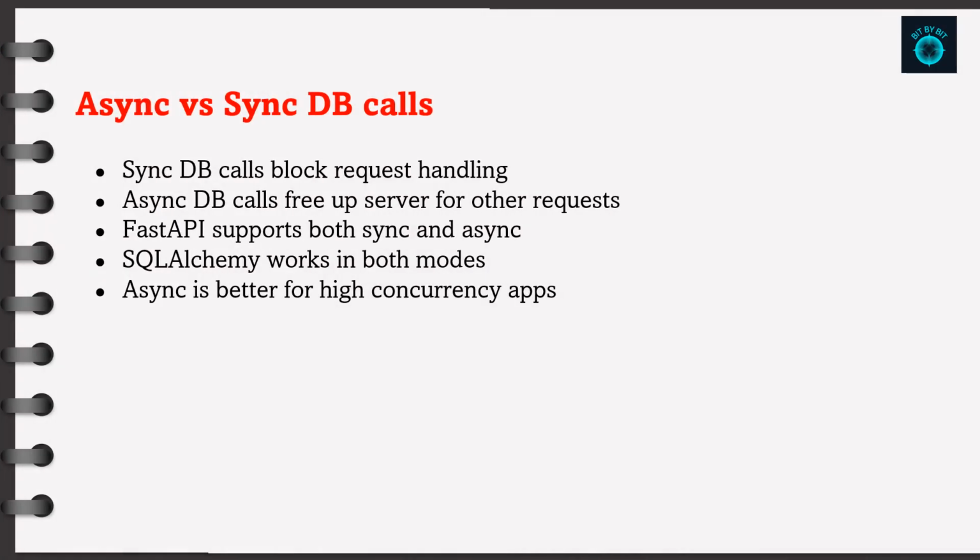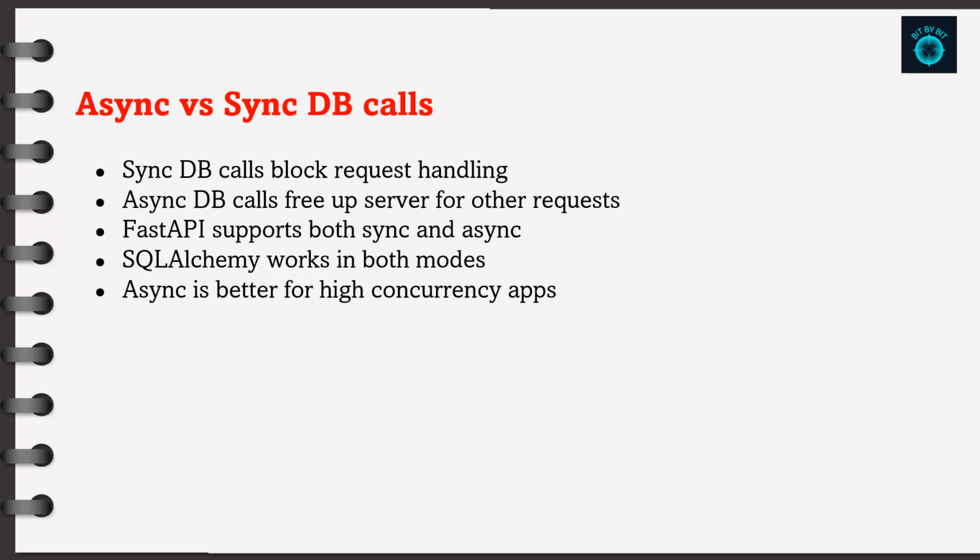In web development, how you interact with the database is critical for performance. Synchronous database calls block the server until the query finishes. That means if one request is waiting for a slow query, other requests may also get delayed. Asynchronous database calls, on the other hand, do not block. While waiting for a query to finish, FastAPI can continue serving other clients. This makes async the preferred choice for applications that expect high concurrency or lots of simultaneous users.